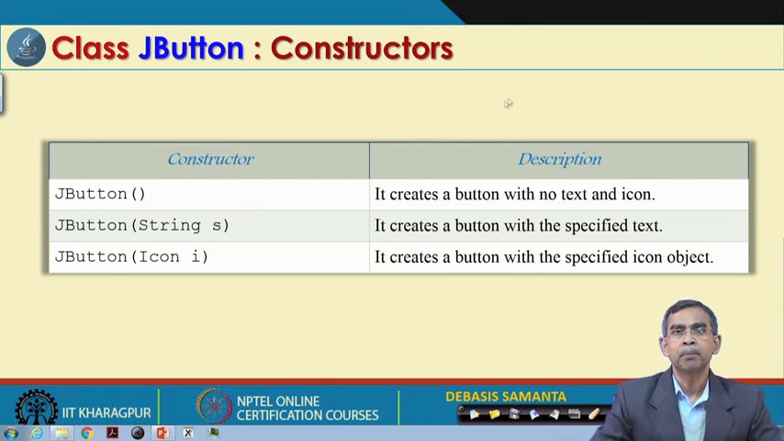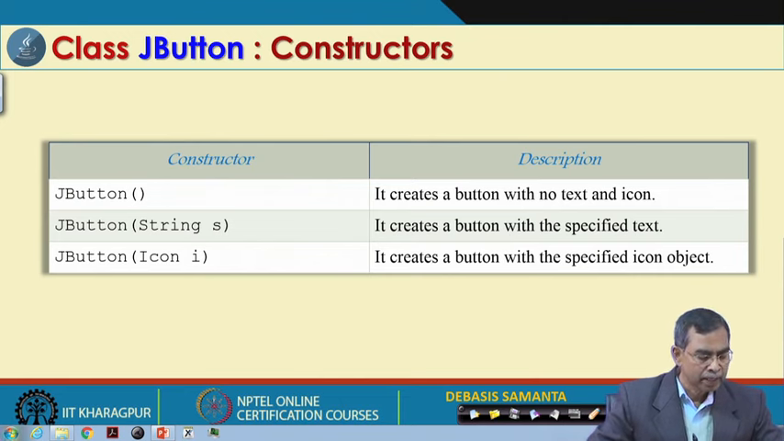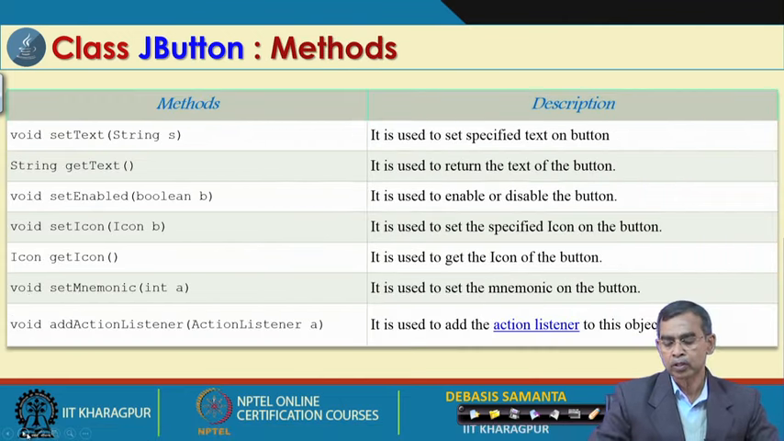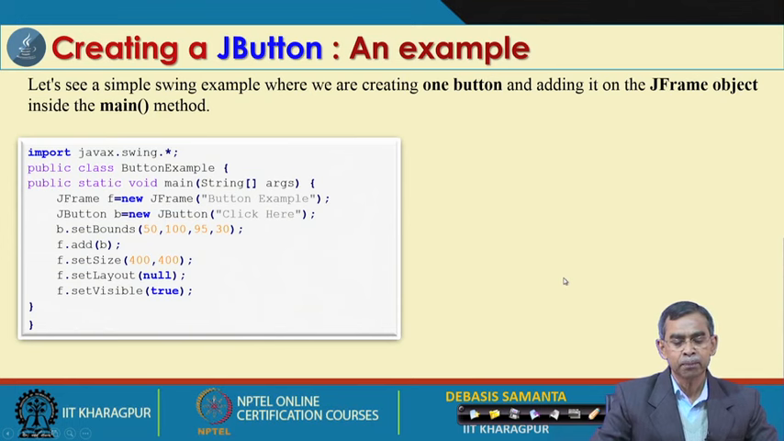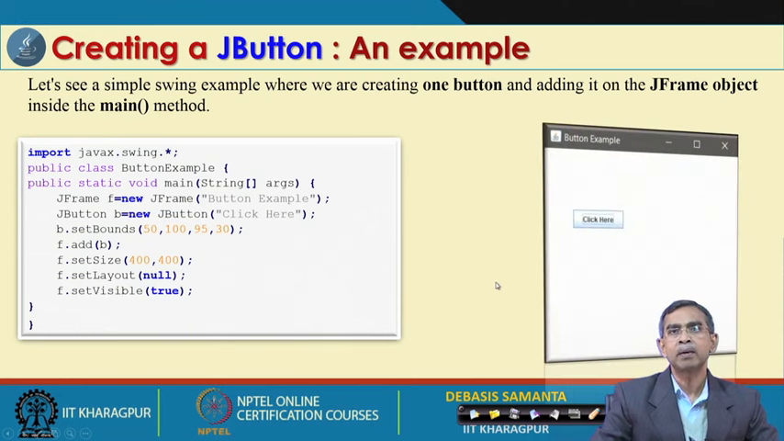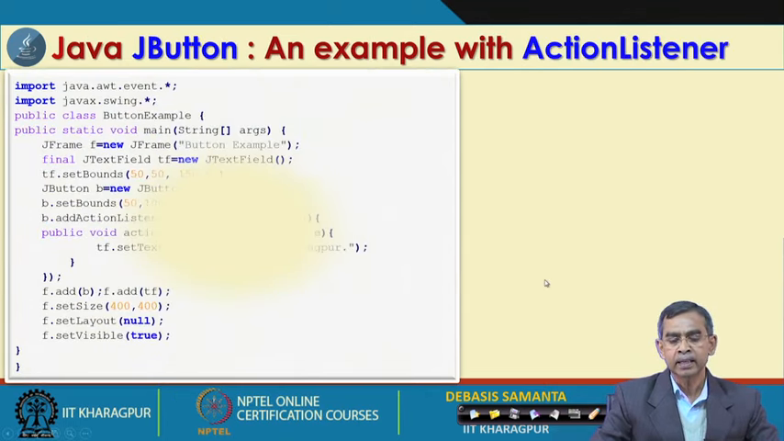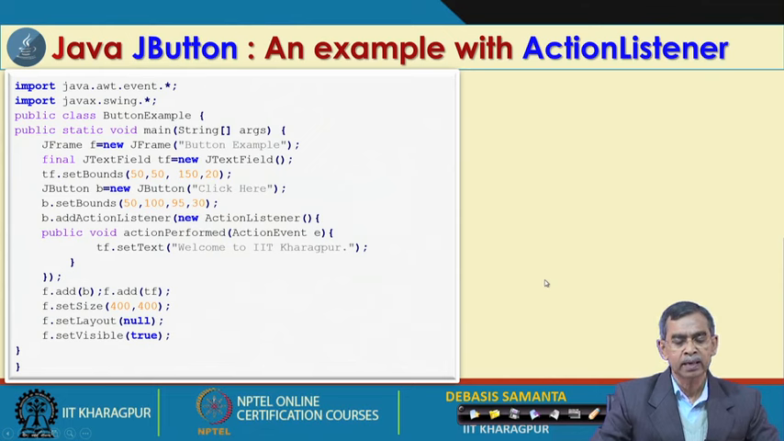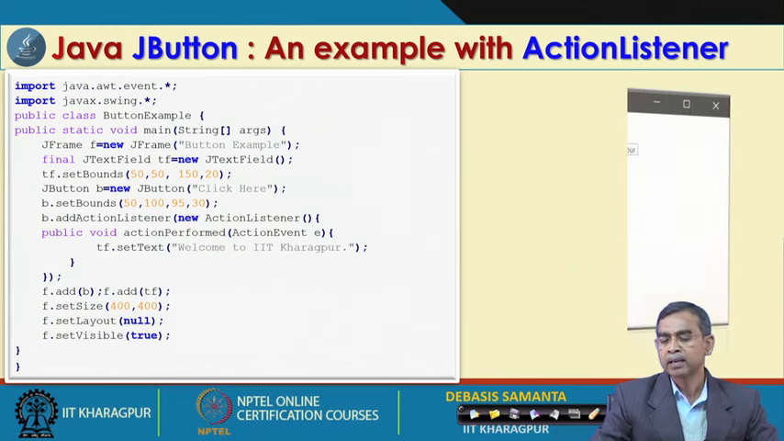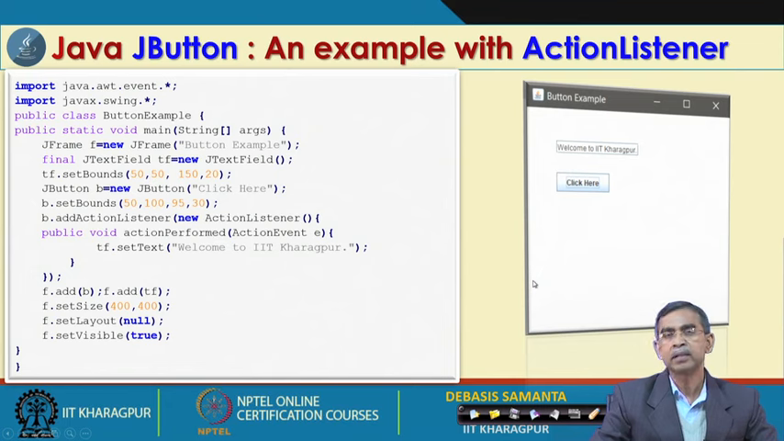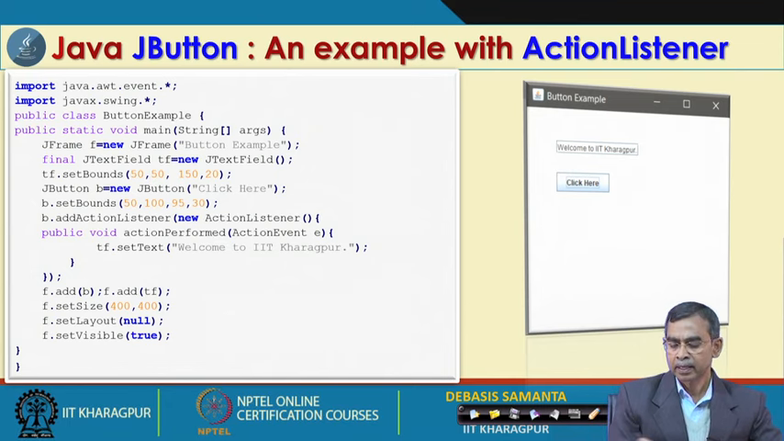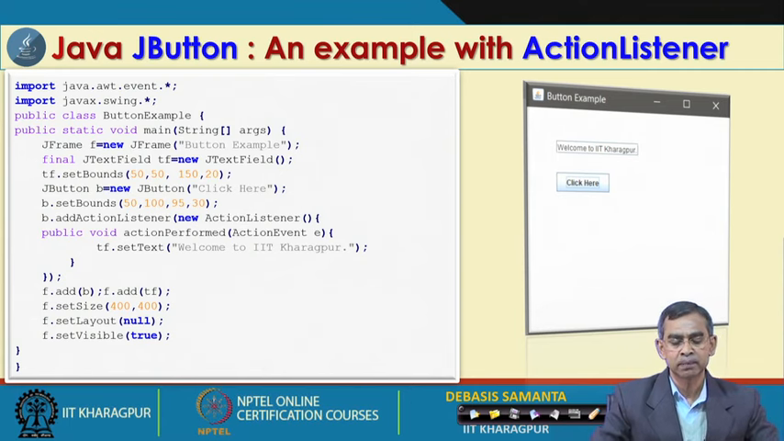So, a button can include nothing, a button can include simple text as a label, and a button can also include an image. Here is an example of a simple button. As you see, this button is created and placed on a frame, and the label of the button is Click here. Then there is another button here, along with a text field. The idea here is that if we click here, then this text field will appear. So, this is basically an ActionListener.